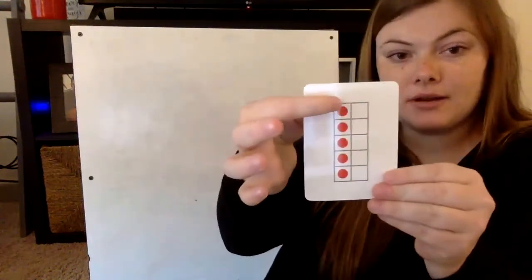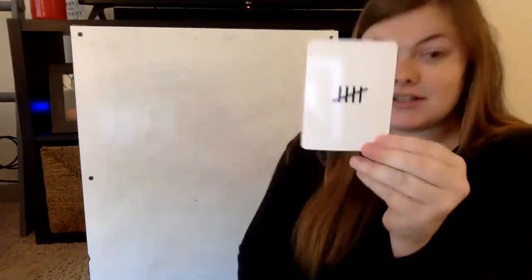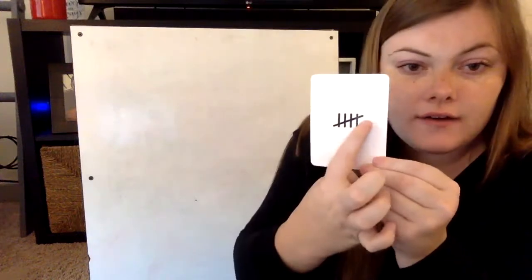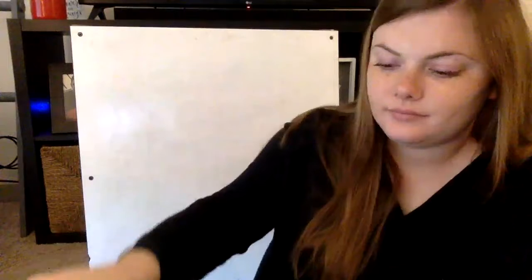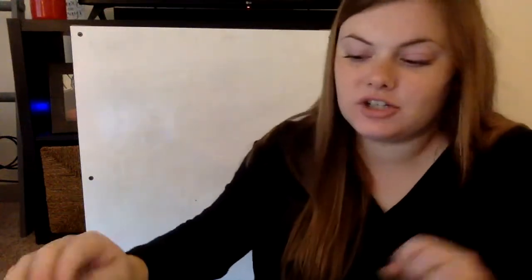And on our 10 frame, 1, 2, 3, 4, 5. 5 dots on our 10 frames. And then our tally marks, this one looks a little different than what we've seen because it has a slash, right? But that's still a tally mark. So we have 1, 2, 3, 4, 5. 5 tally marks. And then on our domino, 1, 2, 3, 4, 5. Good job. So we have all these different ways to represent the same number. It's all the number 5.